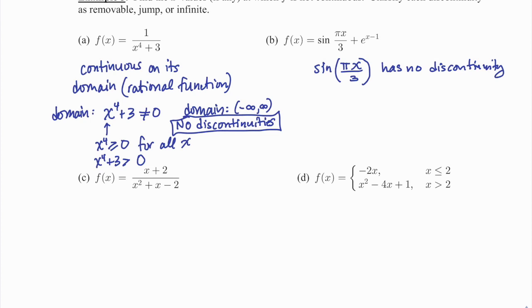And same with e to the x minus 1. That's just e to the x shifted 1 to the right, so that has no discontinuity. So this function has no discontinuities because the two individual functions have no discontinuity.